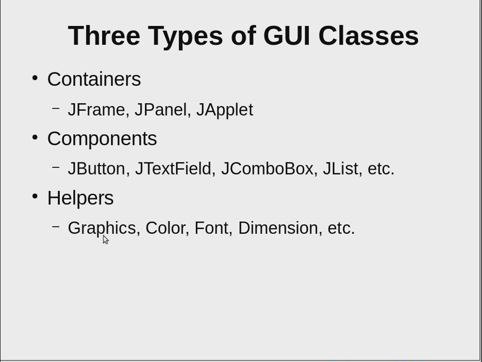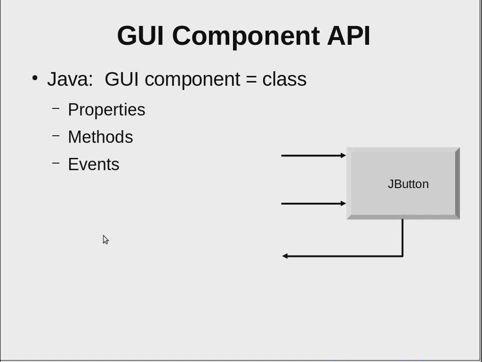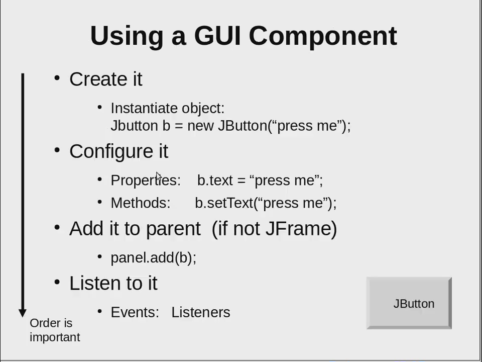and components. And when you create some kind of graphical interface component like a button, you need to describe its properties. You need to describe what kind of methods you will be using and what kind of events it will produce and how they will be handled.